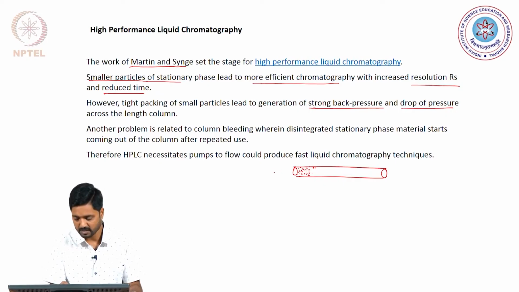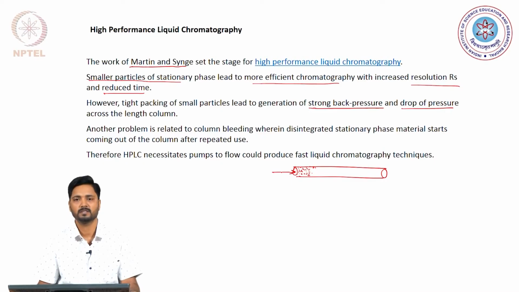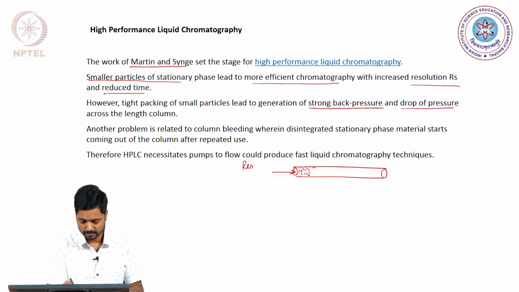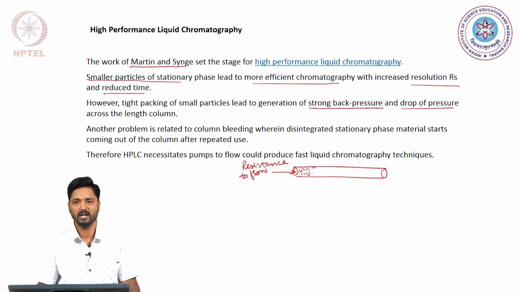Strong back pressure means that when the fluid flows through this column, which contains now very nicely packed stationary particles, which are also small in size, then the fluid will experience a lot of resistance to its flow. So, a resistance to flow will be experienced by the fluid or the mobile phase that is passing through the column. This resistance will generate a pressure back onto the pump that is pumping the liquid into the chromatography column.